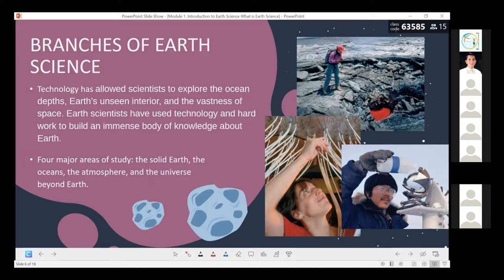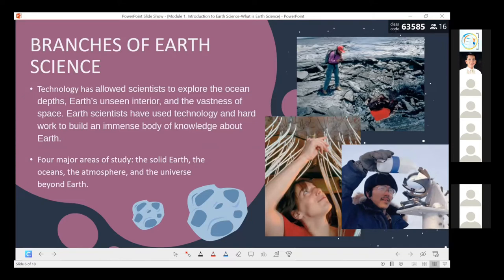So earth scientists have used technology and hard work. Hard work is really being allotted by the scientists just to build an immense body of knowledge about the Earth. Most of these scientists specialize in one of the four major areas in earth science. So for example, you made mention of oceans, the atmosphere, and the universe beyond the Earth.